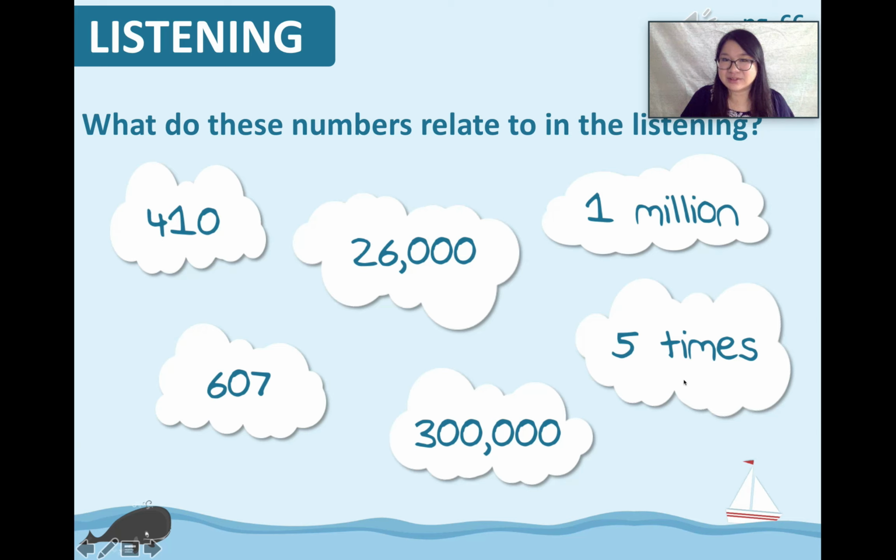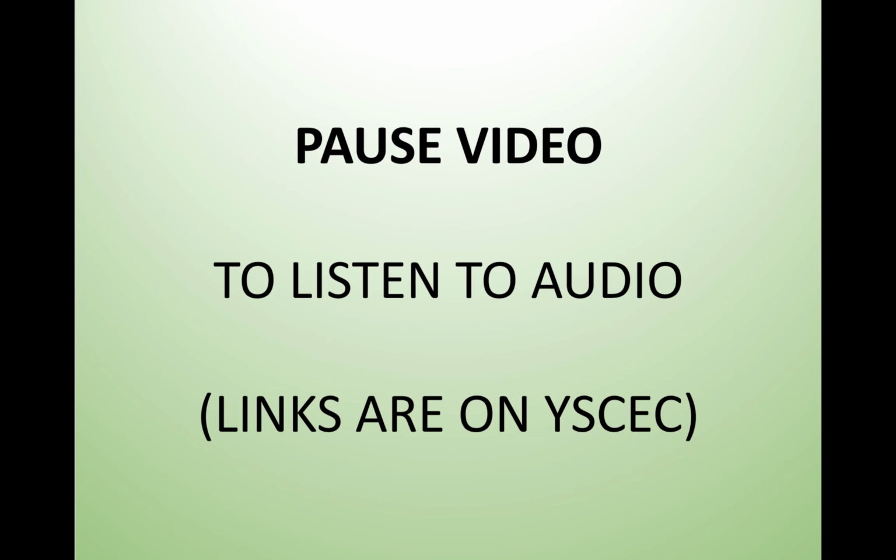5 times and 1 million. Okay, and a million has 6 zeros. So here we have 5 zeros. 1, 2, 3, 4, 5. Million has 6 zeros. Okay, so think of these numbers. We're going to listen to the audio, and when we come back, we're going to check what each number was referring to.